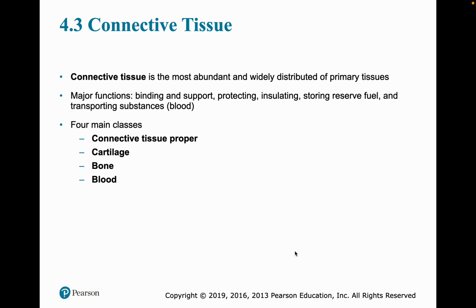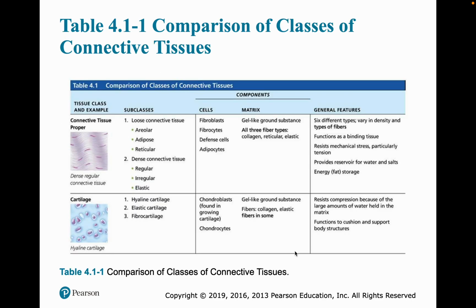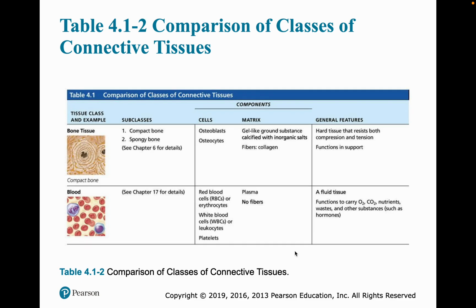Its functions include binding and support, protecting, insulating, storing reserve fuel, and transporting substances, as blood turns out to be a class of connective tissue. So there are four classes of connective tissue: connective tissue proper, cartilage, bone, and blood. Connective tissue proper can be divided into loose connective tissue and dense connective tissue, and then regular, irregular, and elastic in the dense. We'll look at those. Then we have cartilage, which is really connecting, in many cases, bone to bone, bone tissue itself, and then blood.